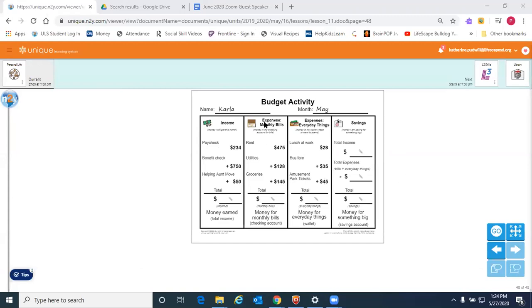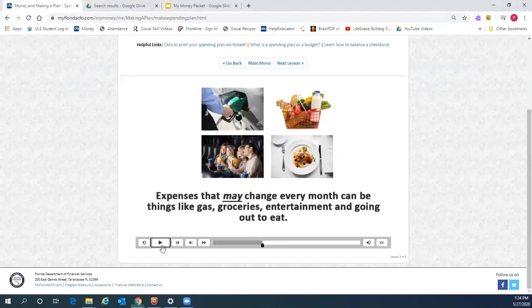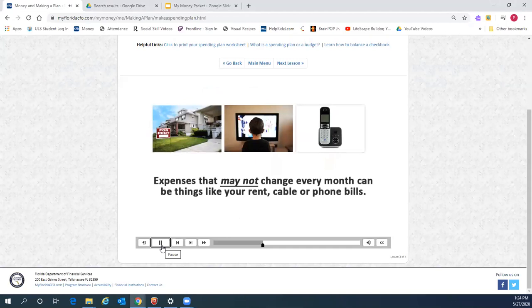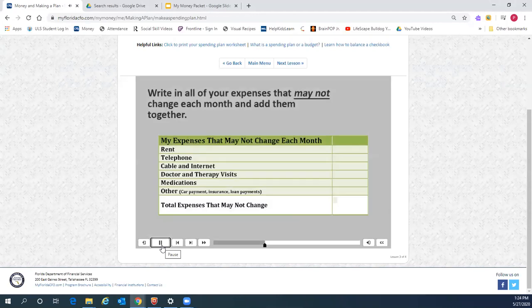And on Carla's budget, we have monthly bills, so those expenses that are the same every month. And then we have expenses for everyday things or things that can change, just like in our presentation where we have gas, groceries, and other items that might change from month to month. Expenses that may not change every month can be things like your rent, cable, or phone bills. On the worksheet, write in all of your expenses that may not change each month and add them together.